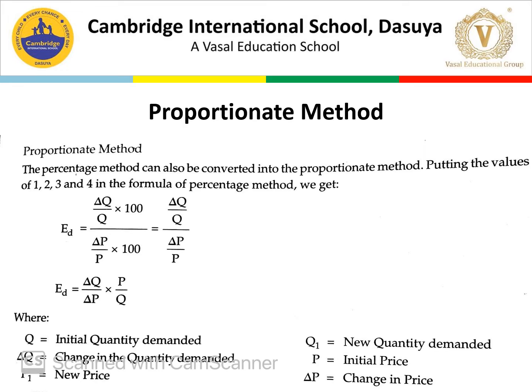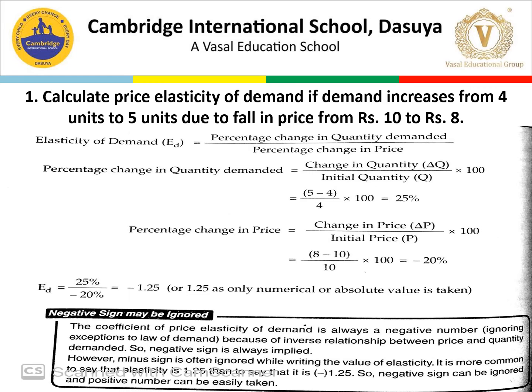Now, initial quantity demanded, that is your original quantity demanded at the first level, the starting level. So that is Q, and change in Q, triangle Q, is the change in the quantity demanded. Then P1 is the new price, Q1 is the new quantity demanded, P is the initial price, and change in price is triangle P. So this is what they have mentioned. Now let's move to the numerical portion.